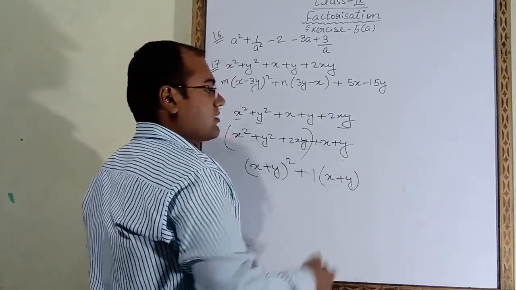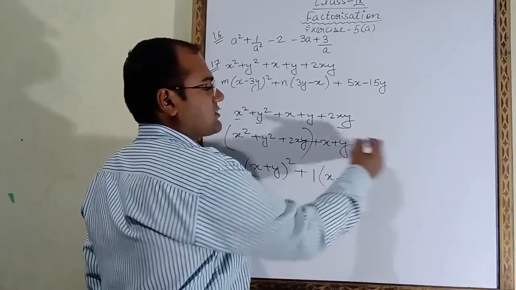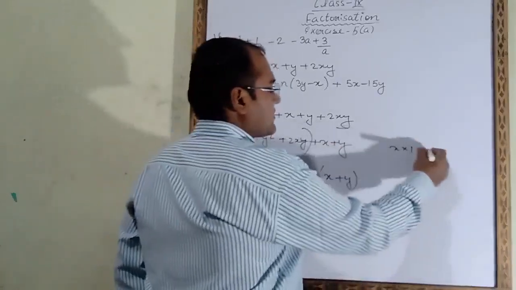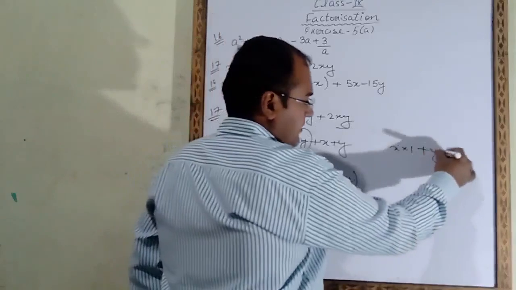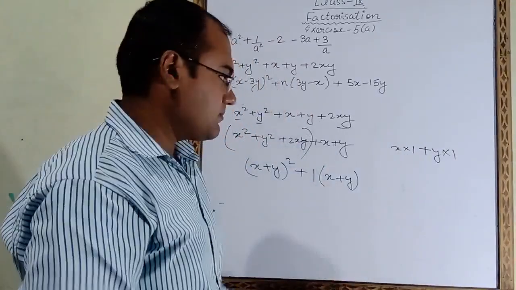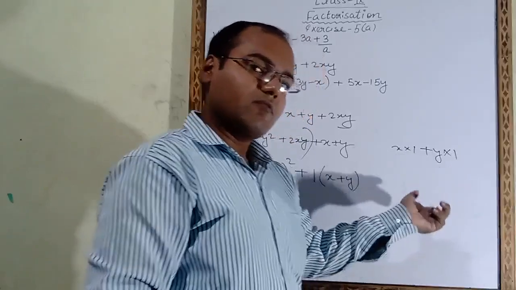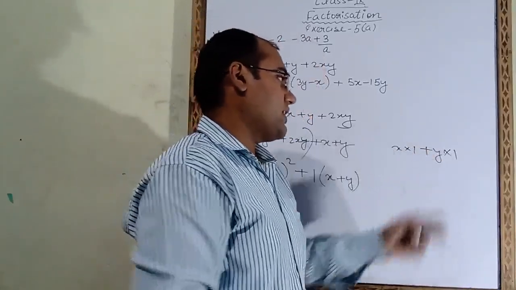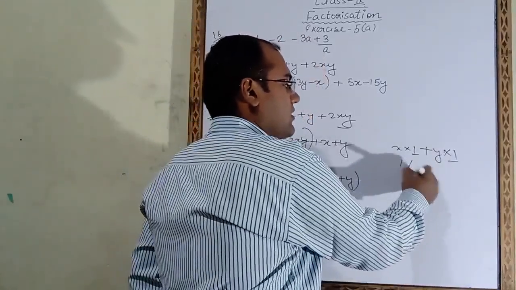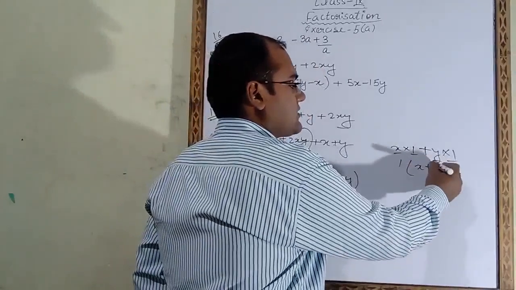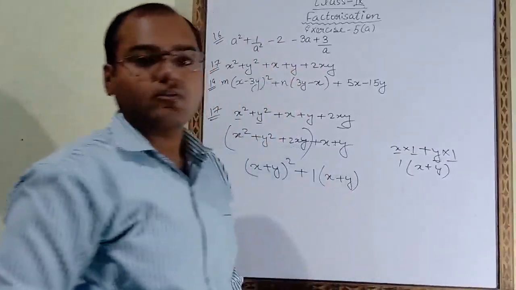Why? This x we can write as x multiply 1, plus this y we can write as y multiply 1. The meaning will remain the same, because x multiply 1 is x, y multiply 1 is y only. So from these two we can take one common, and the remaining term is x plus y. So like this we have taken common.